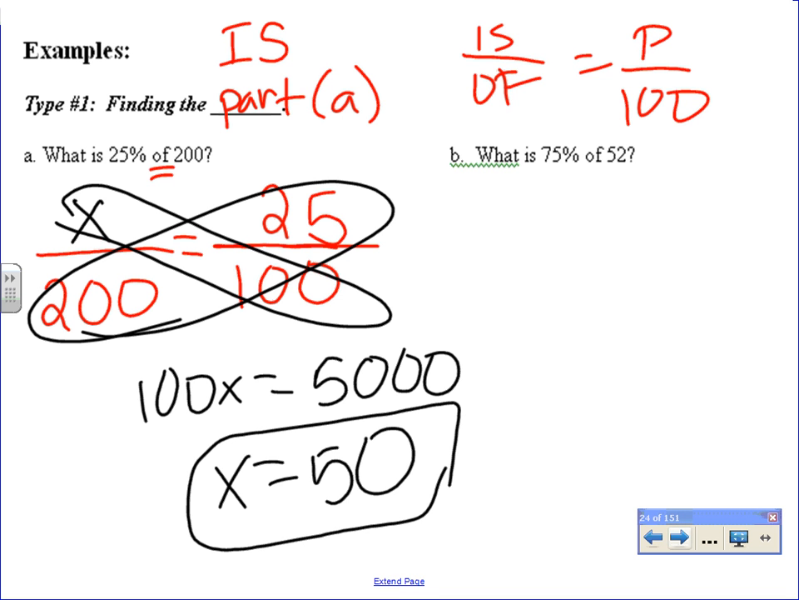So how can you check that? How can we check that, Jordan? Good job. 25 is 1/4 of 100. 50 is 1/4 of 200. Good. What else could we do to check? Peyton? Okay. Abigail, what else could we do to check? Yeah, kind of like what Jordan said, right? 50 divided by 200 is 0.25, which is 25%.